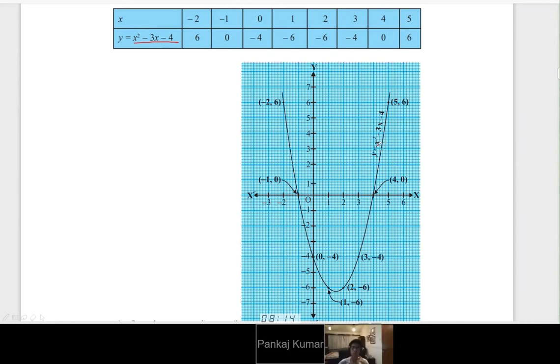X square minus 3x minus 4. For now, we need not plot the points. We will just take this example from the textbook, a snapshot of the NCERT textbook. How many points does this graph intersect at the x-axis? So how many zeros would be there? Two.